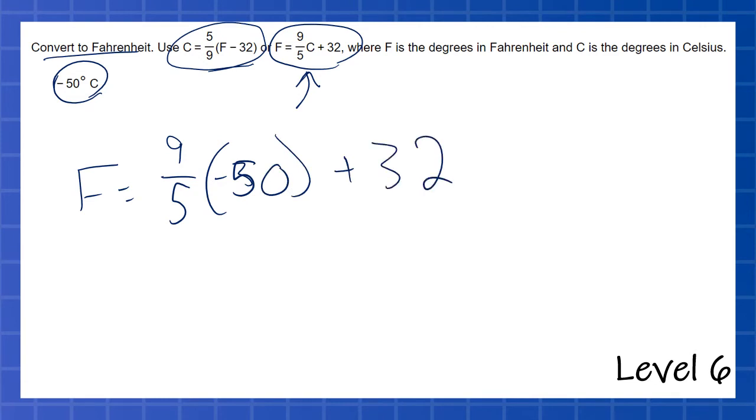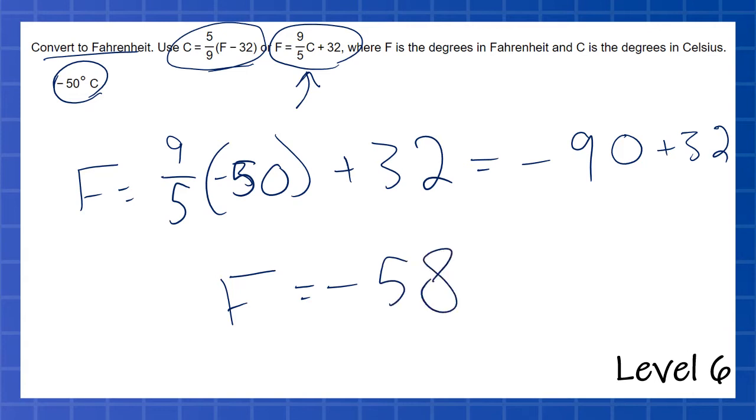And from here, we can go ahead and do a little bit of math, and I get negative 50, and that would be negative 90 plus 32. And so I get Fahrenheit for negative 50 Celsius is negative 58 degrees Fahrenheit.